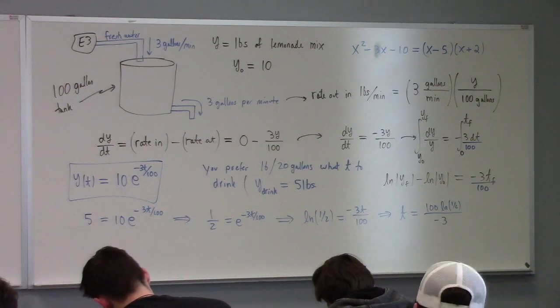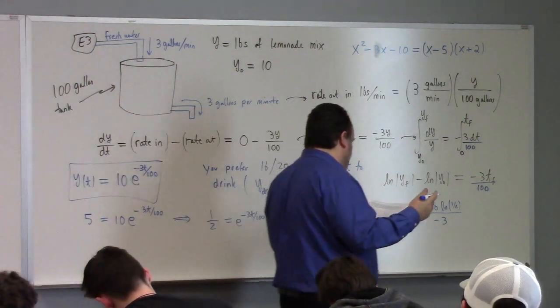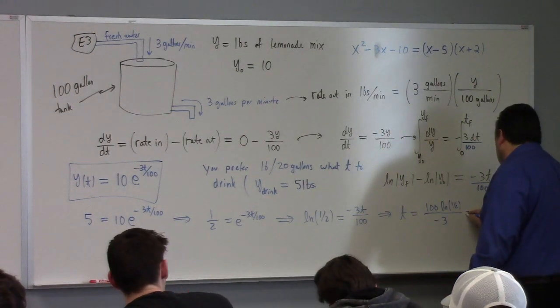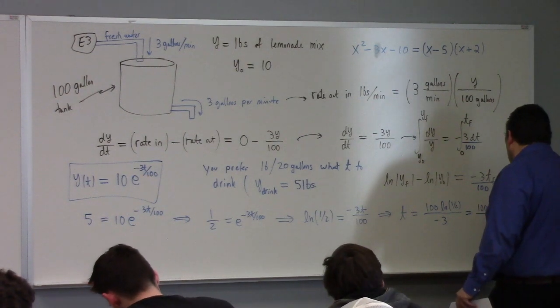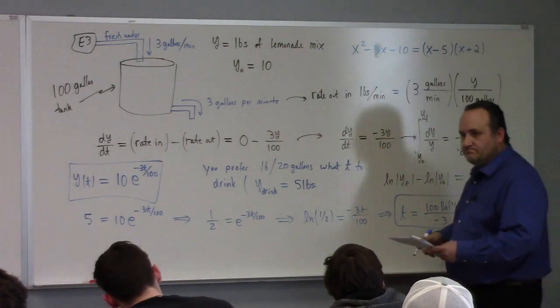No Kool-Aid drinking. Man, I was hoping I had a decimal here, but I don't. So we'll just have to deal with this. If you don't like the minus, you could trade this for this. This is 100 times the natural log of 2 divided by 3. So whatever, that's the time that you should drink, though. Okay?